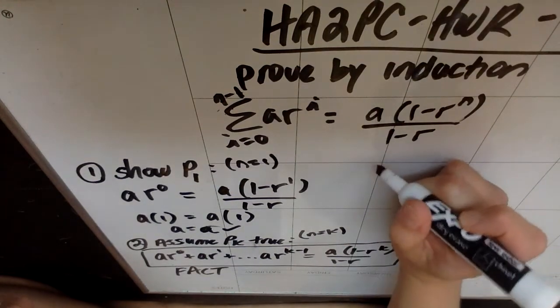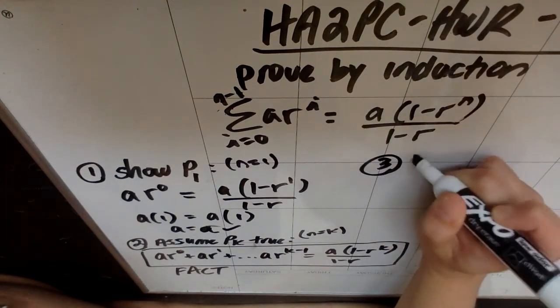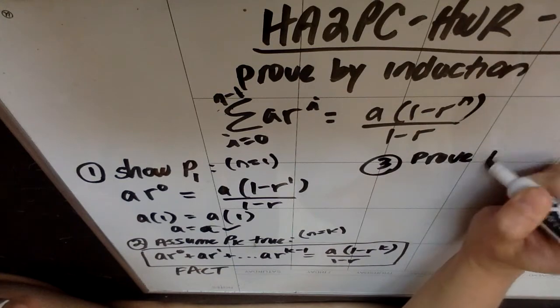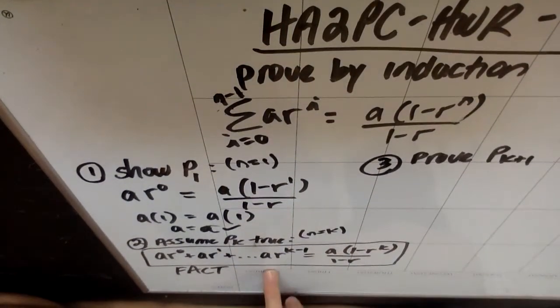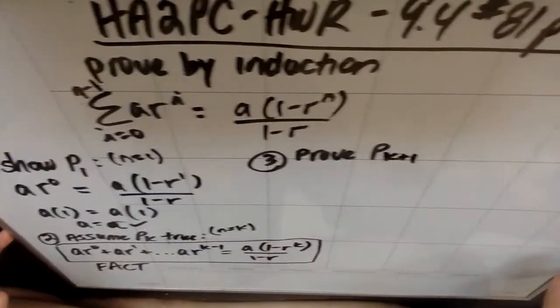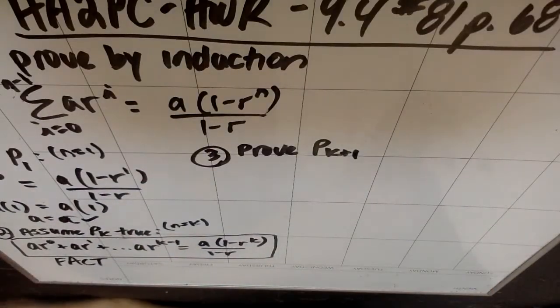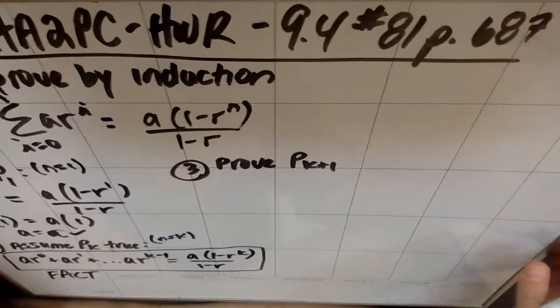So I have to assume that that's a fact, and I'm going to use that in a second when I do my proof. So the third thing I do, and I'm going to inch this over in a sec, is I now need to prove that P sub k plus 1 works as long as I can use this assumption. That's the idea with induction: you're showing that the k plus 1th term works as long as the kth term works.